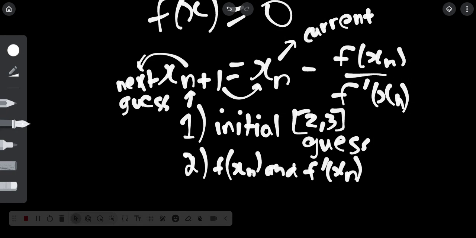And why does it work? Well, it relies on the tangent line at x of n. The root of the tangent line serves as a better approximation for the root of the function, and if you keep repeating this, it refines the guess.